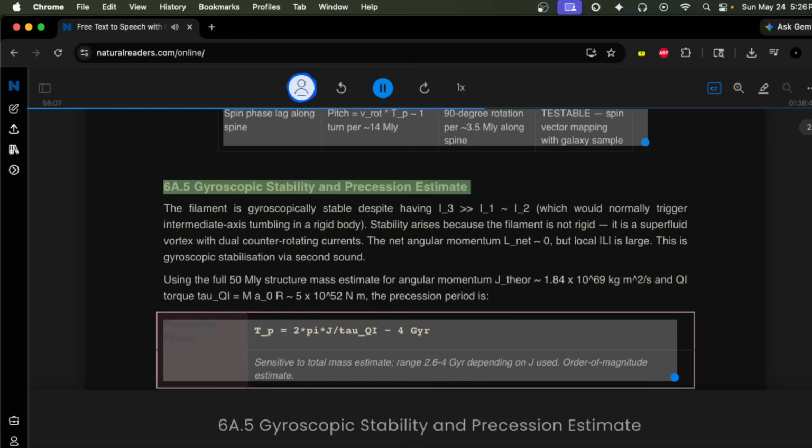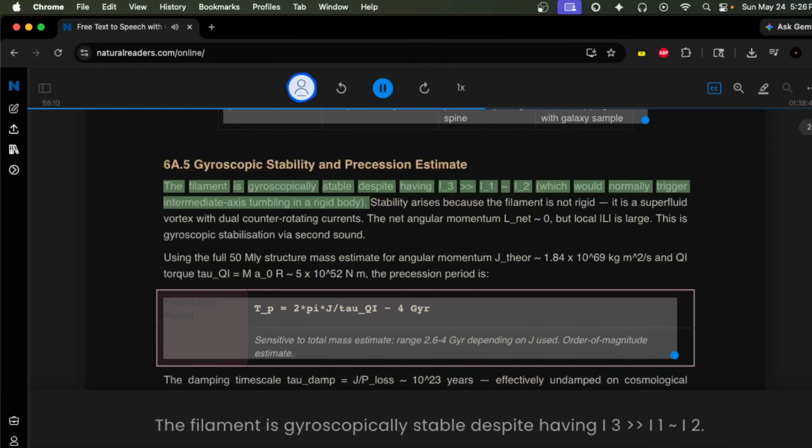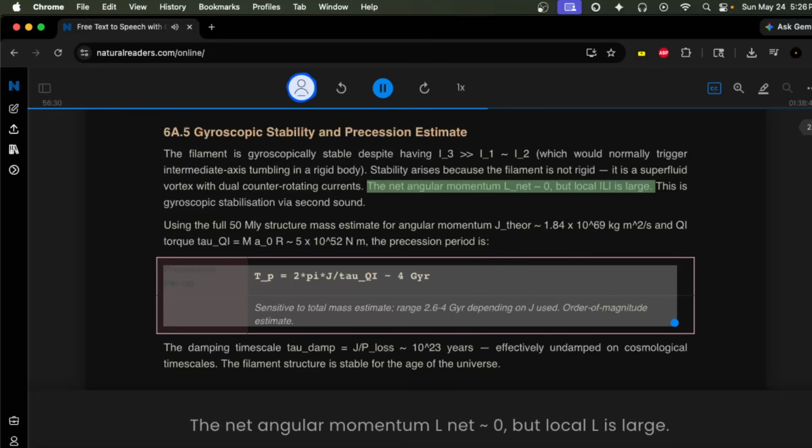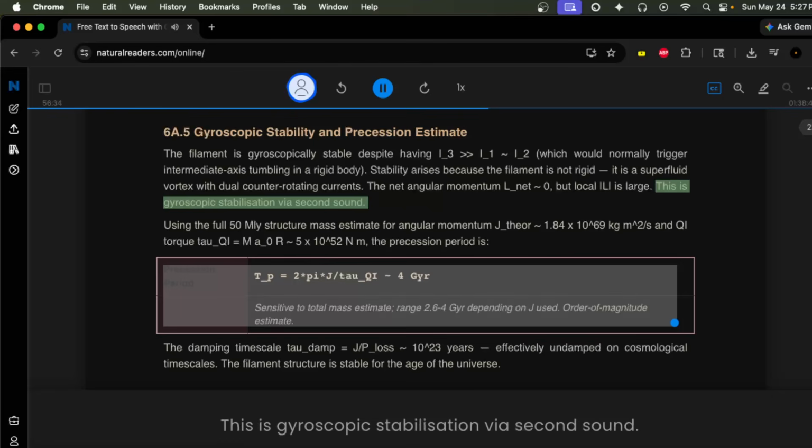6A.5 Gyroscopic stability and precession estimate. The filament is gyroscopically stable despite having I3 greater than I1 ~ I2. Stability arises because the filament is not rigid, it is a superfluid vortex with dual counter-rotating currents. The net angular momentum L net is approximately 0, but local L is large. This is gyroscopic stabilization via second sound.